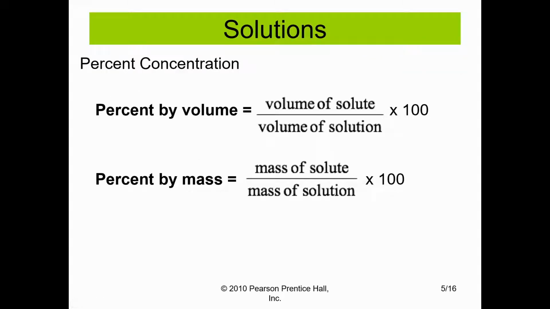The last set of solution terms that we're going to look at are percent concentrations. Percent concentrations come in 2 facets, either percent by volume or percent by mass. In a percent by volume, we take the volume of the solvent and divide it by the volume of the solution to get the total percent of the solute. If we're looking at the percent concentration by mass, we take the mass of the solute and divide it by the mass of the solution.